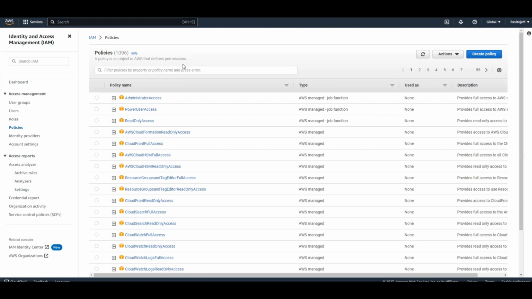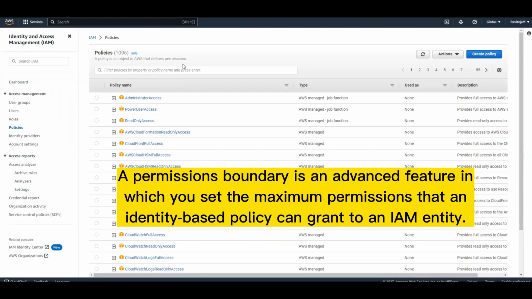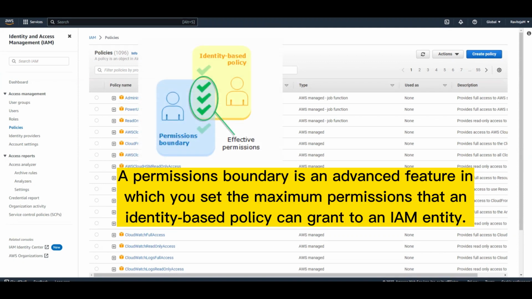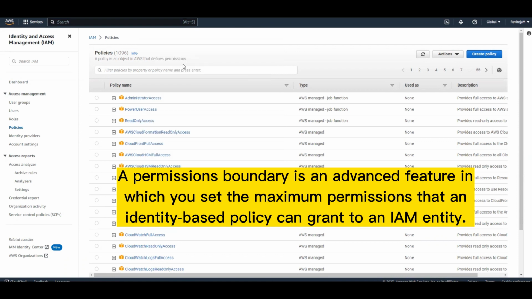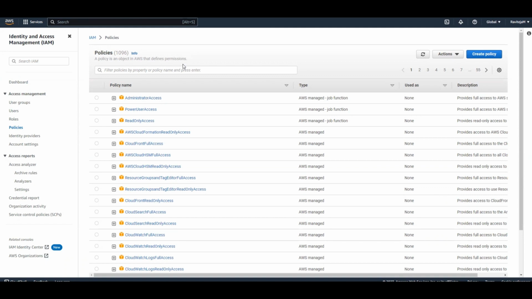Coming to the third one, it is permission boundaries. Permission boundaries are policies that can be attached to IAM entities like users or roles. They define the maximum permissions that can be granted to the entity. This helps to limit the extent of permissions that can be assigned to the entity, ensuring that it cannot be given more privileges than intended. So that is the third type, which is permission boundaries.